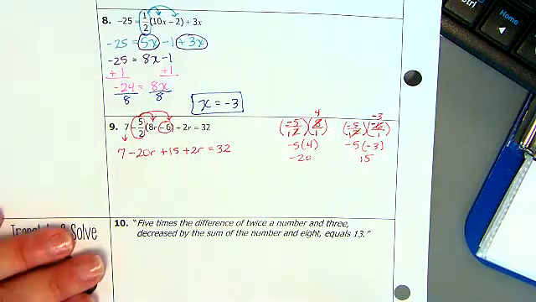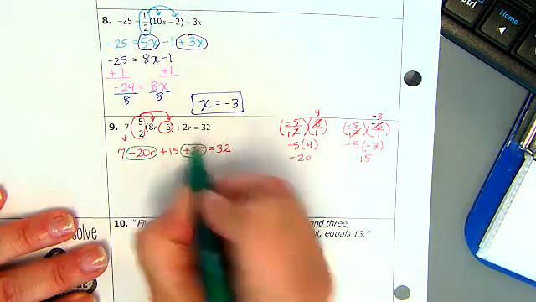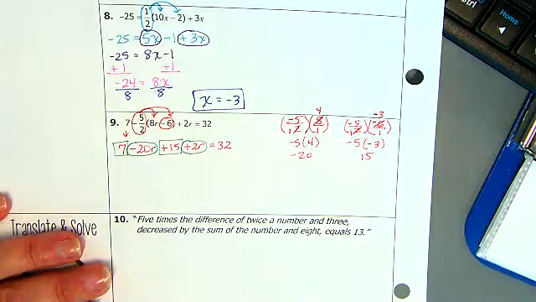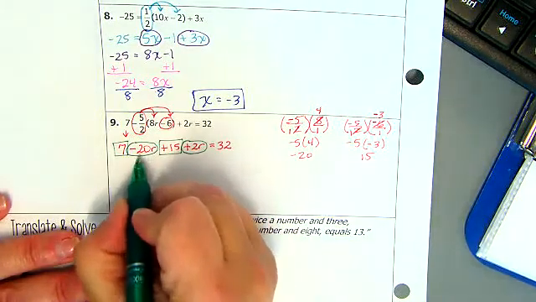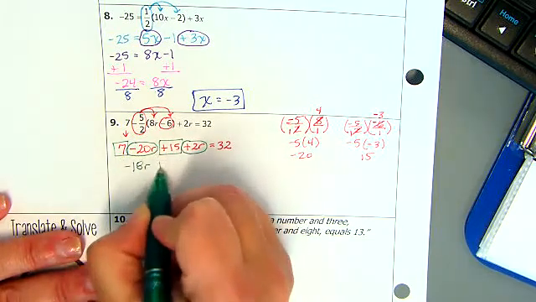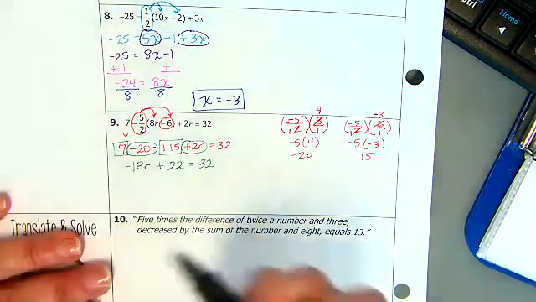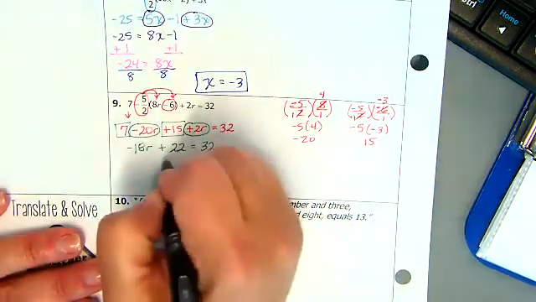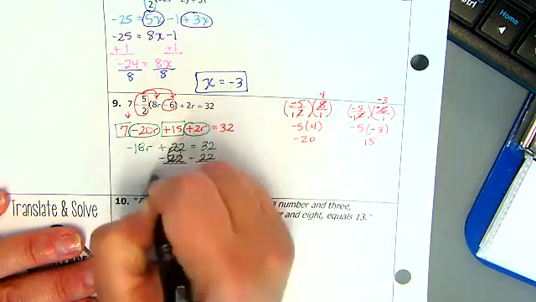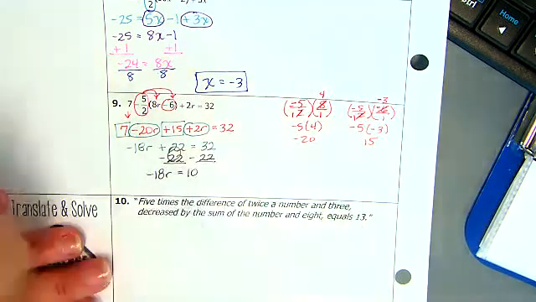Now we combine our like terms, just like we've been doing for the other problems. I'm going to stick with circling my variable terms, boxing my constants. I always write the variable terms first. So I have a negative 20r plus 2r, so that's going to give me a negative 18r. 7 plus 15 is a positive 22 equals 32. And now we solve. So I'm going to subtract 22 from both sides. Cancels, and I have a negative 18r equals 10.